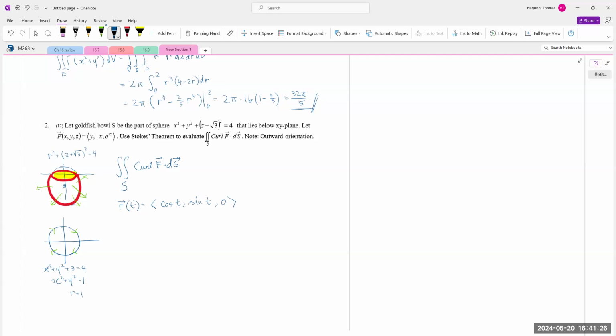I want to make it clockwise. So what should I do? Let's put a negative here. Then it will become clockwise, where t is from 0 to 2 pi. So according to Stokes' theorem, this will be the integral over C, the closed curve, this is our C here, of F dot dr.